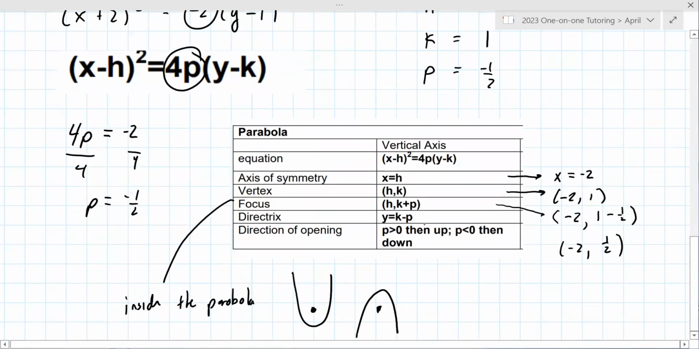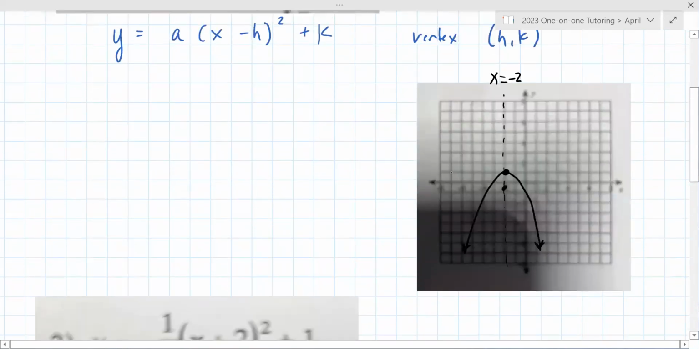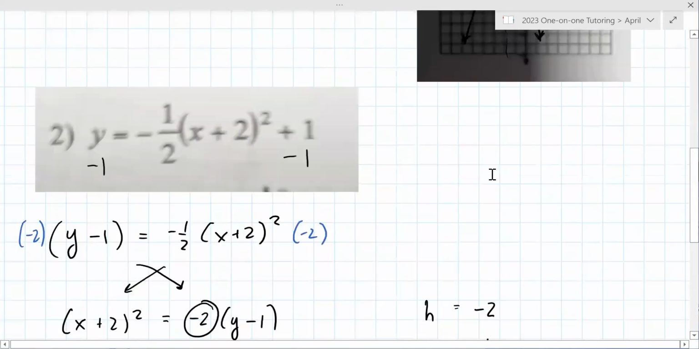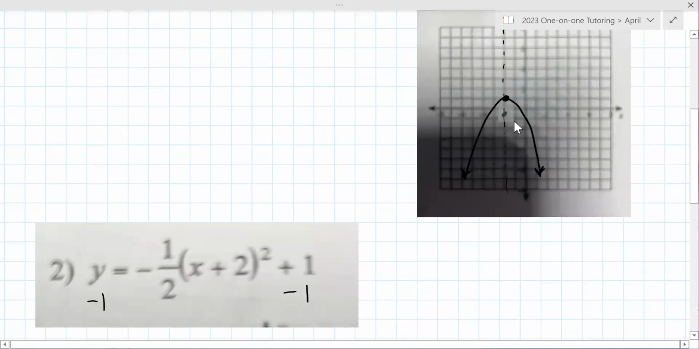Next one here is the directrix. The directrix is y equals k minus p. So that's 1 minus a minus 1/2, that's 3/2. That's a horizontal line up here at 3/2. That doesn't seem right. Oh, it's because I graphed the directrix in the wrong place. I'm sorry, the focus. Focus should be up at 1/2.